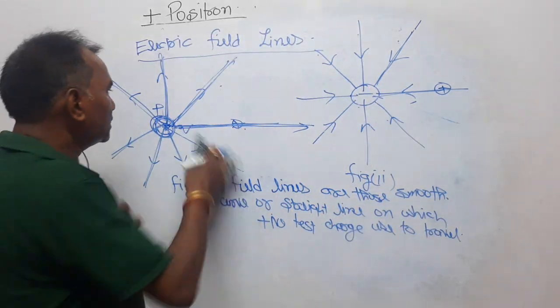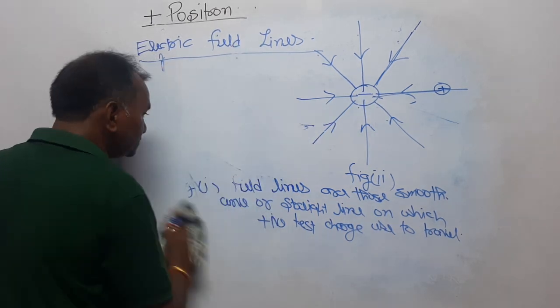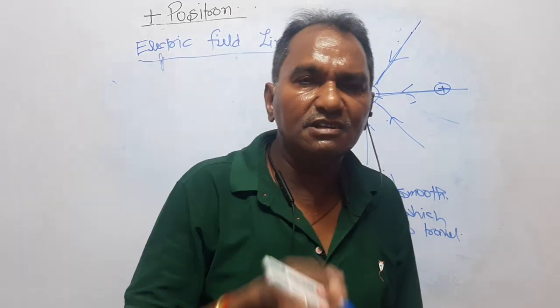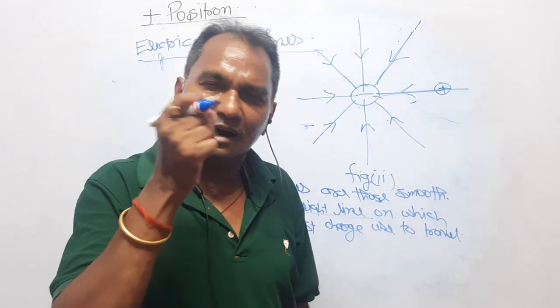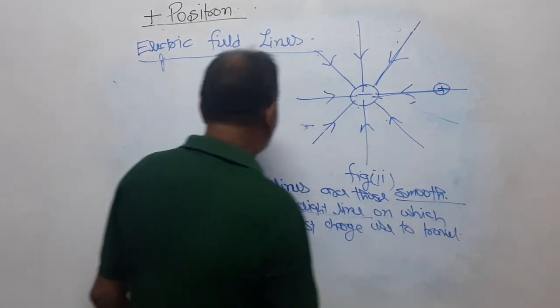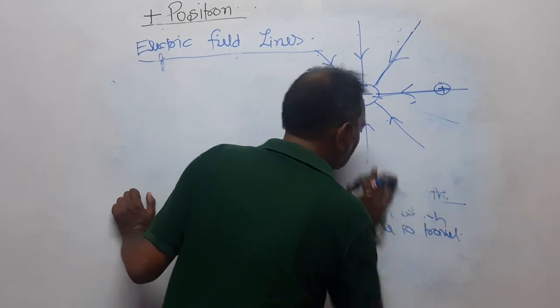Now, for example, if you consider this, the straight line is true: field line will be straight in the condition when there is an isolated charge. But you will get a smooth curve if there is a pair of charges. Now look here.